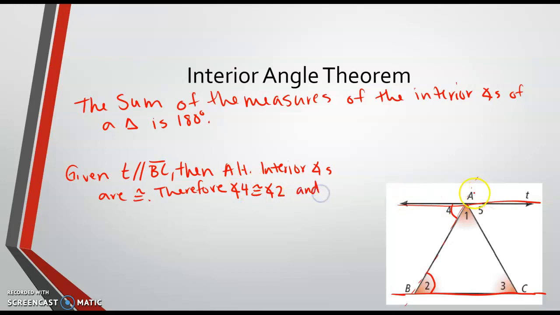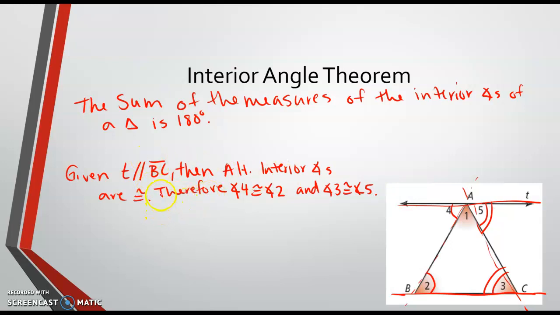And I use my other transversal, AC. I know that angle 3, which is my other interior angle, is an alternate interior angle with angle 5. So angle 3 is congruent to angle 5. So I know that much, and that's using what we learned from the last lessons.